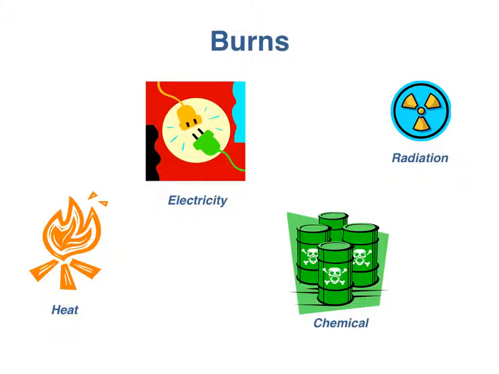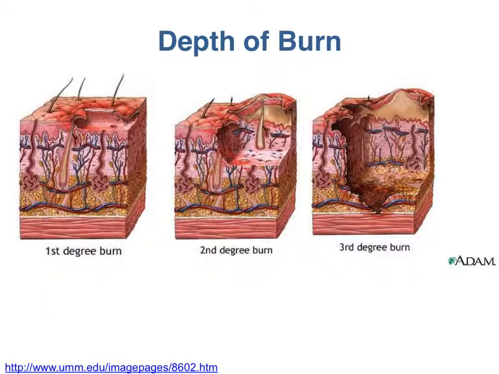So you can have burns due to heat, certainly, but also due to electricity, radiation. You can have chemical burns. Burns is just a more generic term indicating you've had a region with lots of acute cell death. Burns can be classified according to the depth of the burn.